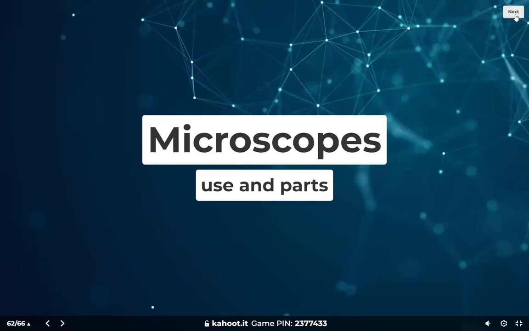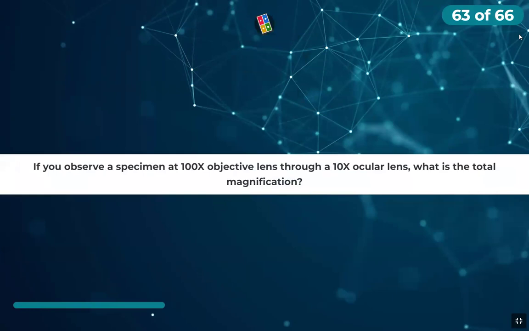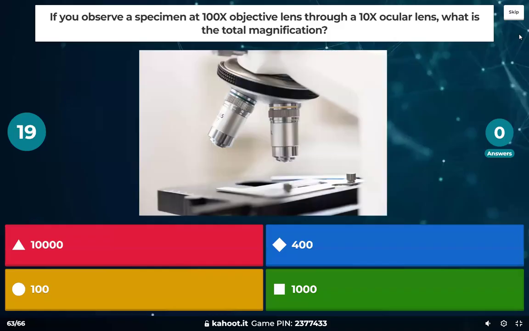All right, microscopes. If you observe a specimen at 100x objective lens through a 10x ocular lens, what is the total magnification of the specimen?